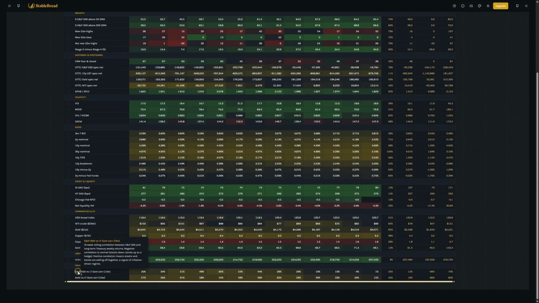And finally, we have the last two metrics. So we have stocks versus the long-term treasuries and the correlation between the two.